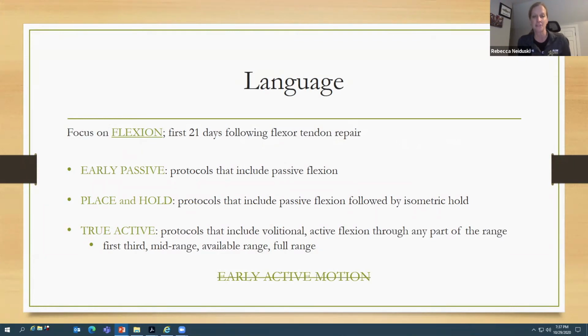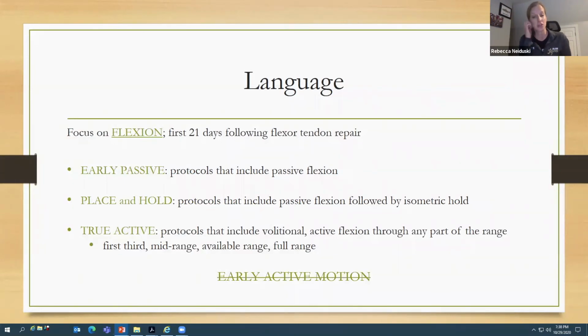So early passive motion are protocols or regimens that include passive flexion of the digits, whereas place and hold is a protocol that includes passive flexion followed by an isometric or a sustained hold. As Dr. Jane said, really this has fallen out of fashion, although I will say 10 years ago, this is really what a lot of people were doing and using. And then finally, true active flexion. These are protocols that include volitional active flexion through any part of the range, including the first third, mid-range, the available range, or full range.